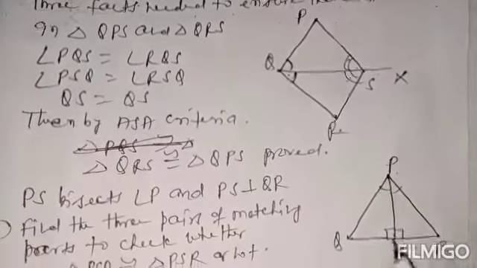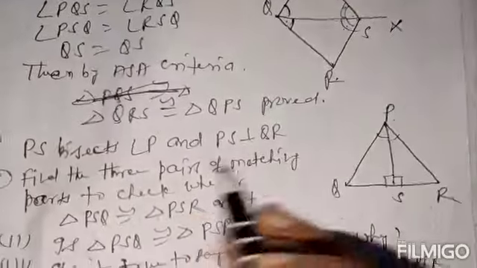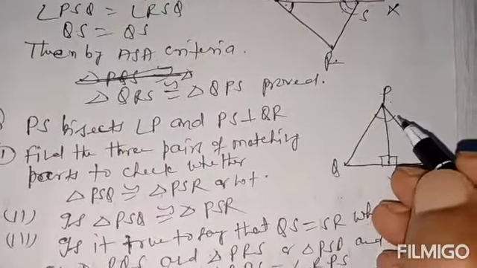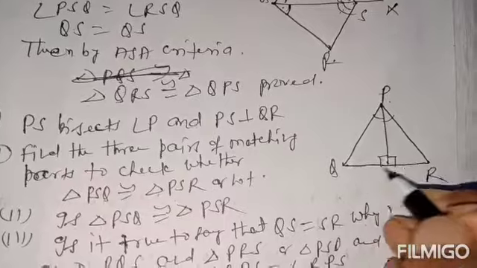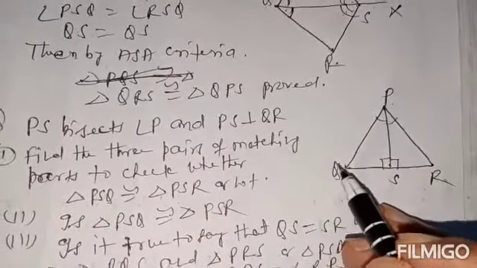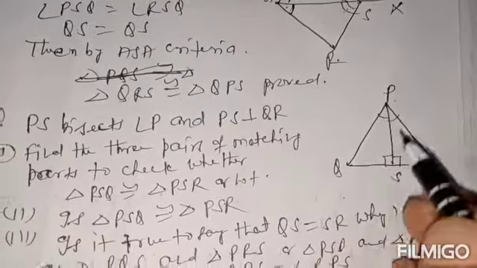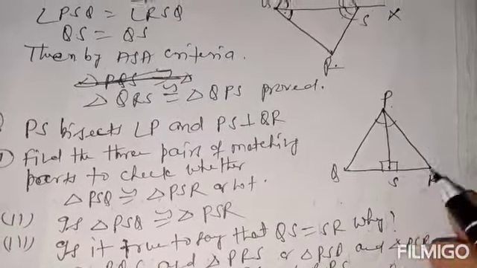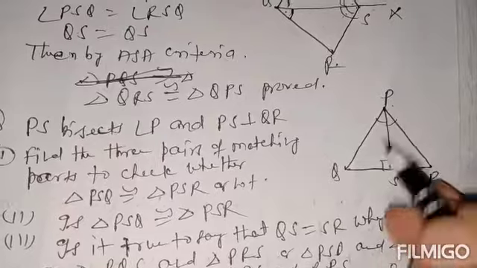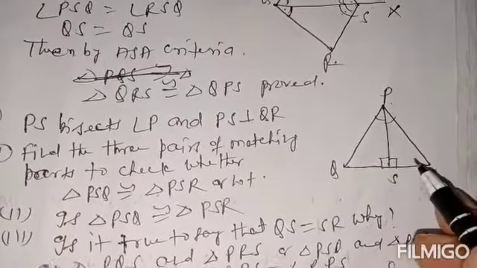Now next question is: PX bisects angle P and PS is perpendicular to QR. Find three pairs of matching parts to check whether triangle PSQ and triangle PSR are congruent.